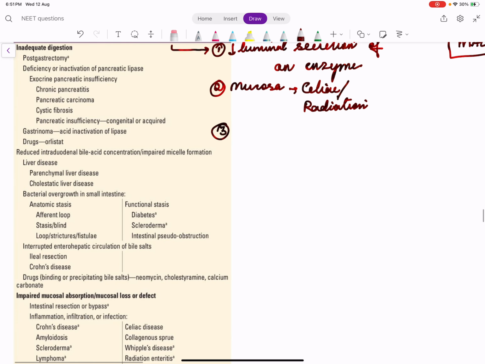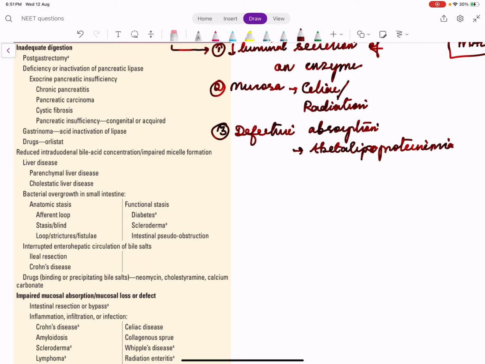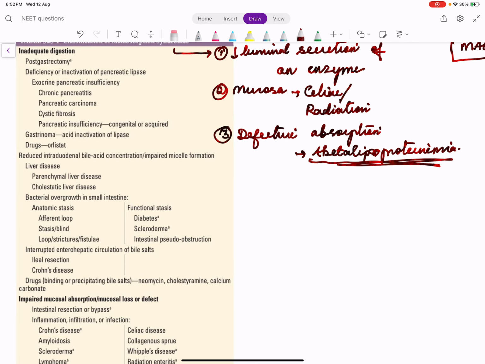The third, the mucosa is normal, but there are some genetic abnormalities where the luminal secretion is normal, the mucosa is normal, but beyond that the absorption is abnormal. So we can say it is defective absorption. An example for this will be abetalipoproteinemia. Beta lipoproteins are needed for absorption of triglycerides from the GIT. When triglycerides are absorbed, they form chylomicrons. When beta lipoproteins are problematic, this process will not occur, so there will be steatorrhea.